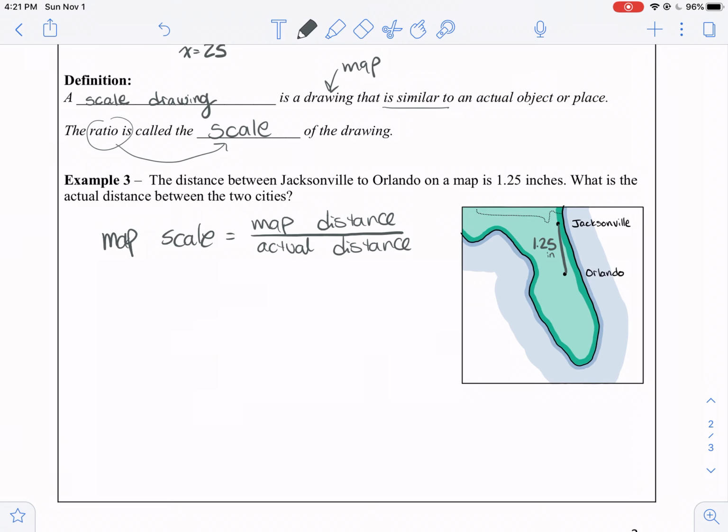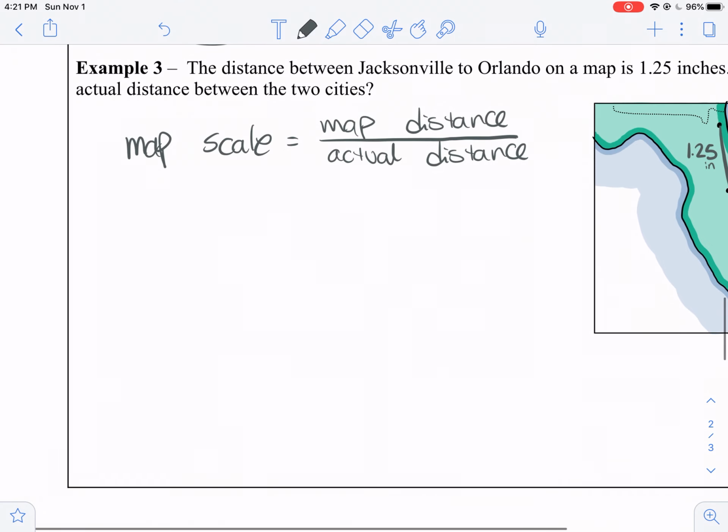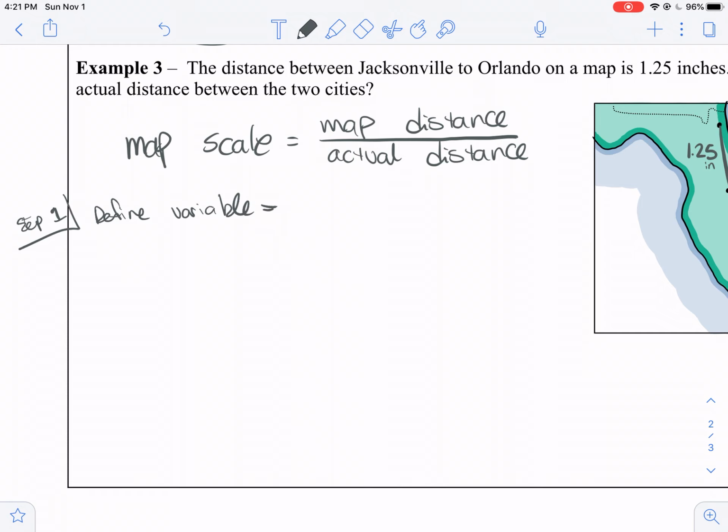our first step is always to define our variable. So step 1, spell step correctly. We need to define our variable. And what are we trying to find? We're trying to find the actual distance between the two cities. Yay. Okay. So we're going to say let x equal the distance from Jacksonville to Orlando.